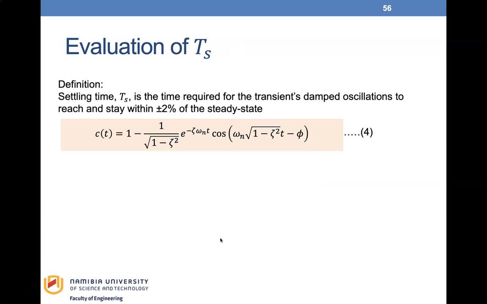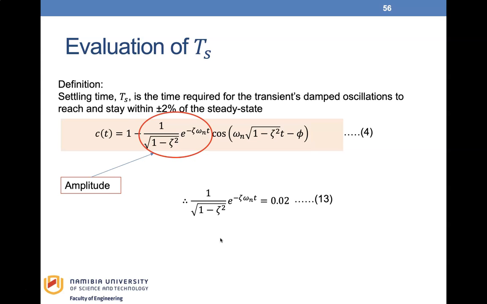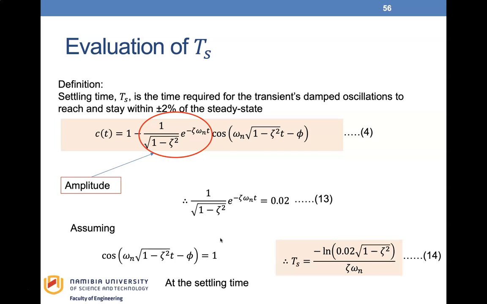From the definition of settling time, it means we need to find the time it takes the amplitude of the decaying sinusoid in equation 4 to reach 0.02. Therefore, we equate the amplitude to 0.02. Note that this is conservative because we are assuming that the cos component is 1 at the settling time. Hence, settling time will be given by equation 14.